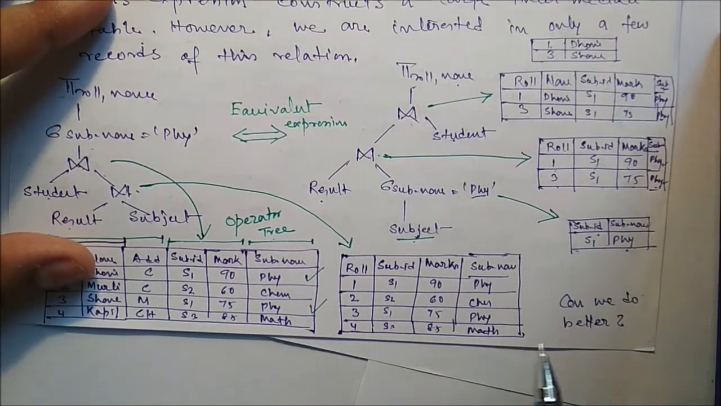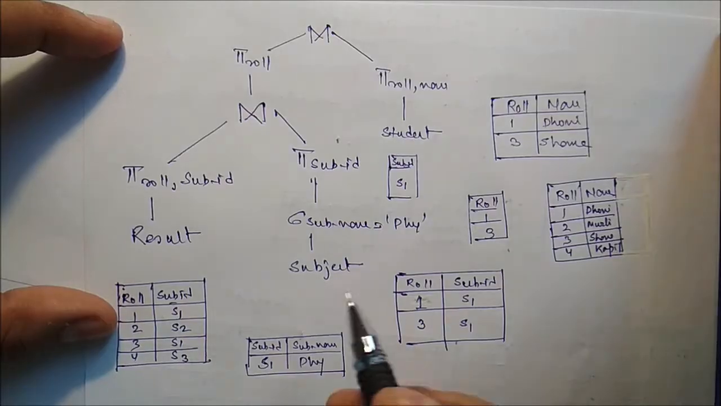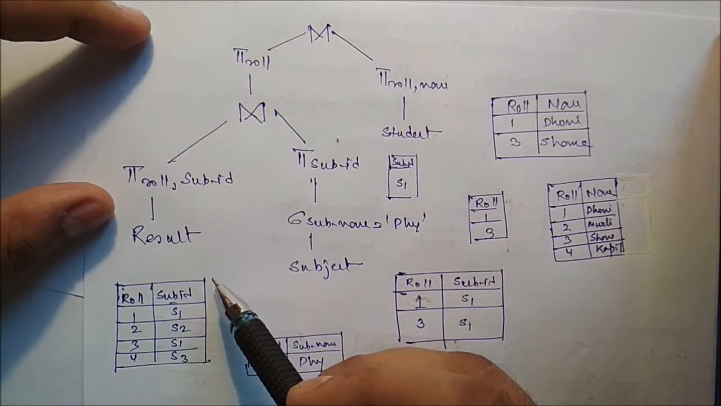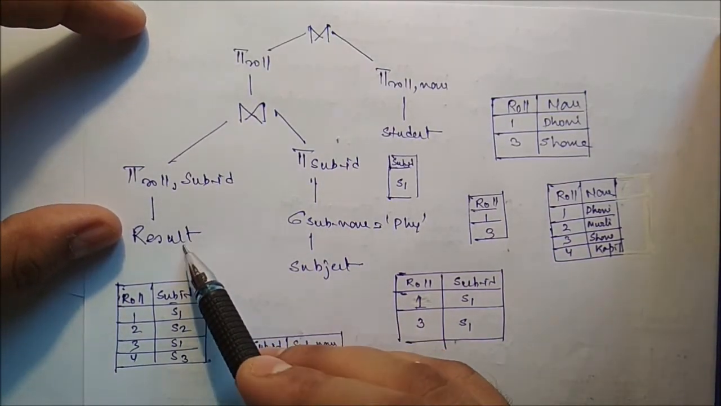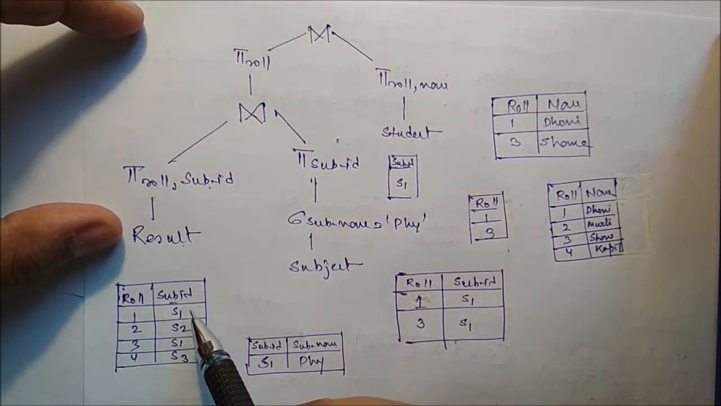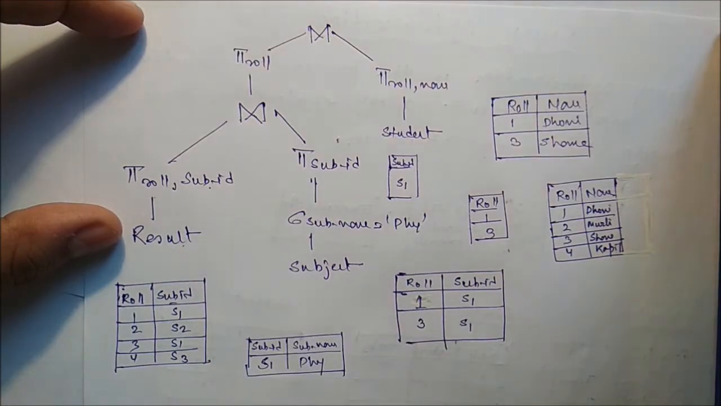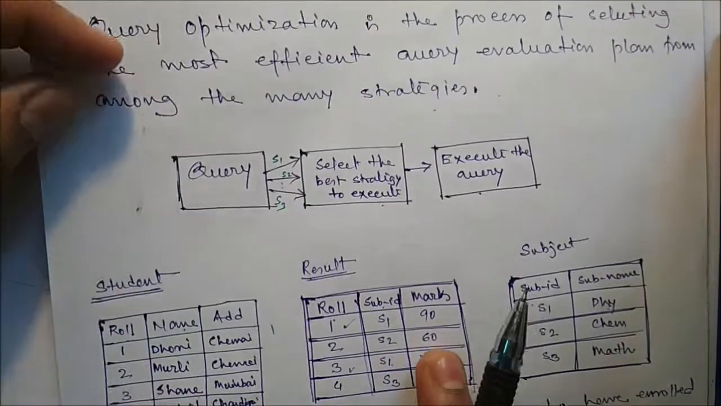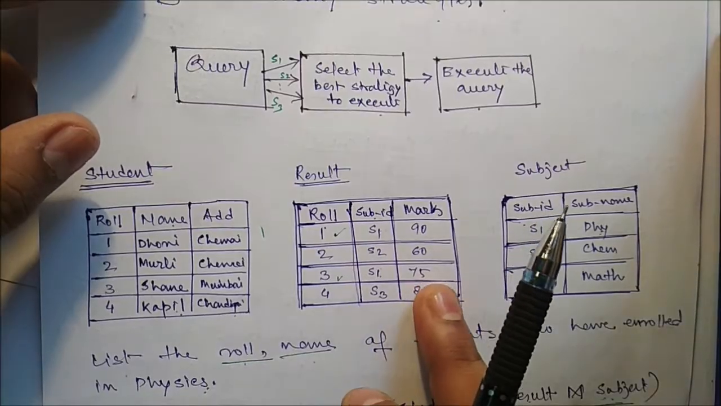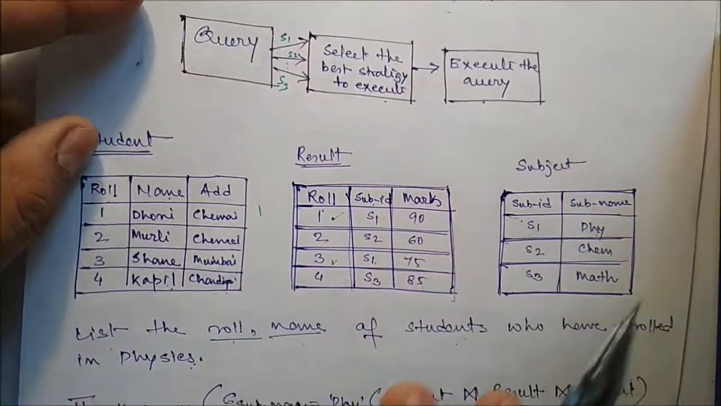Okay, now the question is, can you do better? Now we can see the answer. From the result table we need only the roll number and subject ID. Here we don't require the marks. You can see here the marks attribute is not required in any situation. So we can remove this particular marks.